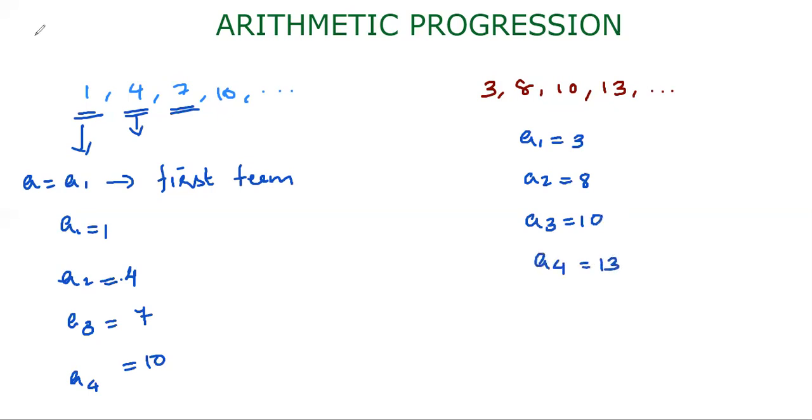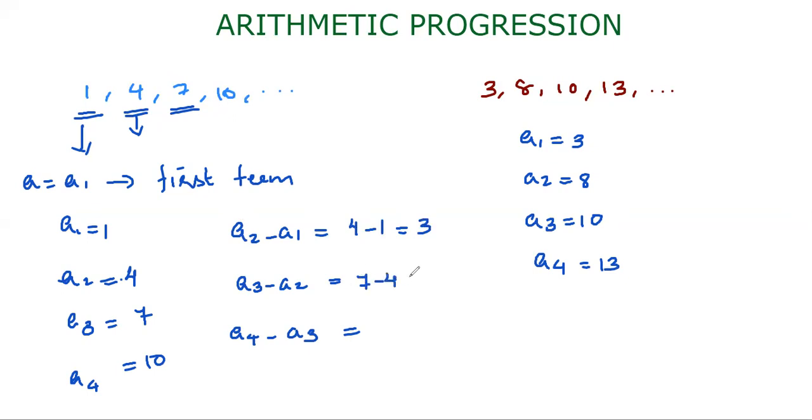Now we are going to differentiate between the sequences. Now you can calculate A2 minus A1, A3 minus A2 and A4 minus A3 in this sequence first. Here A2 minus A1 means 4 minus 1, that is equal to 3. Now A3 minus A2 is 7 minus 4, that's also equal to 3. Now A4 minus A3 is 10 minus 7 and that's also equal to 3.